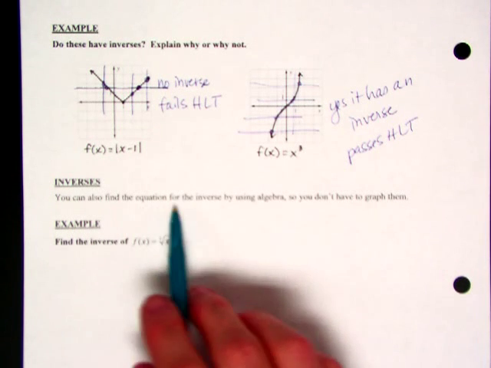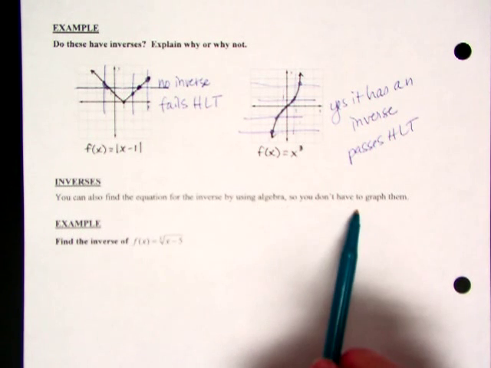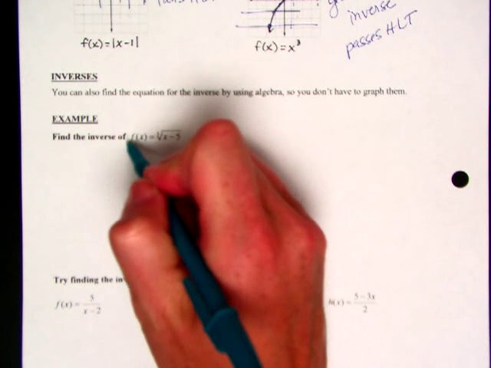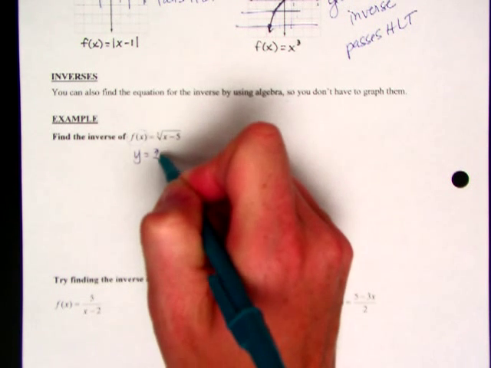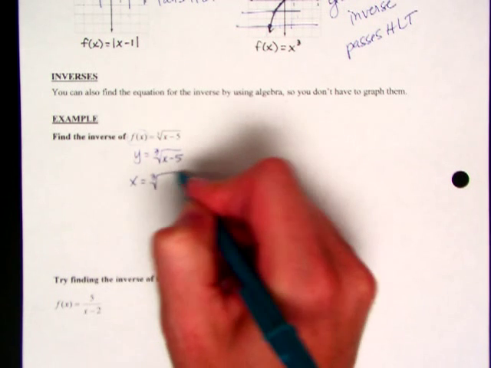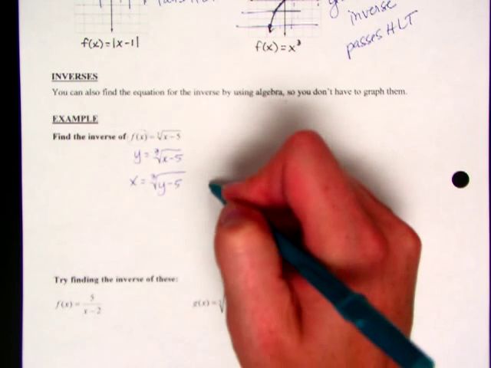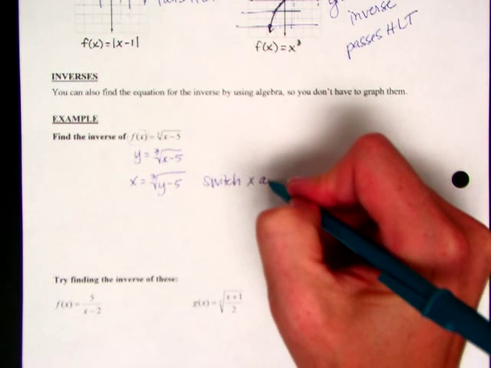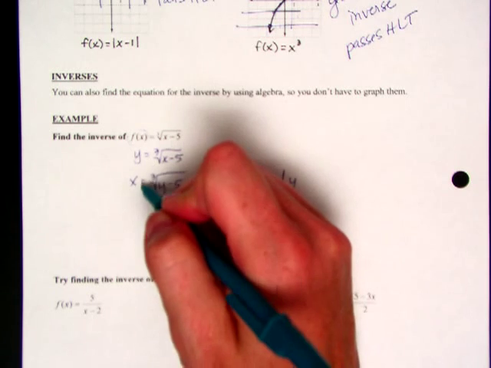You can also find the equation for the inverse by using algebra, so you don't always have to graph functions. So in order to do that, we're first going to replace f of x with y. We're going to switch places, the y and the x. So just switch where they are. Don't take any of the numbers with, just switch their places. And then we're going to finish by solving for y.